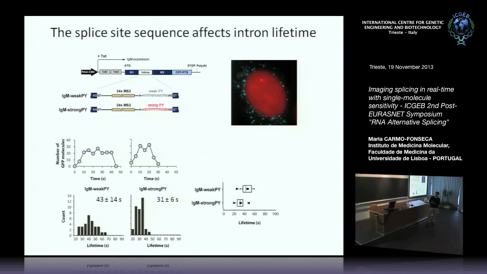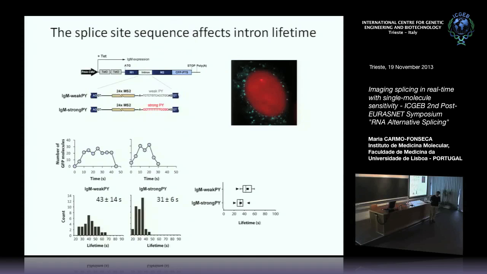We made two reporters, one with the endogenous, which is a weak polypyrimidine tract, and we have replaced this polypyrimidine tract by a strong sequence taken from the adenoviral intron's polypyrimidine tract. So we compared these two constructs. These two introns have exactly the same size and length. They just differ by the strength of the PY tract.